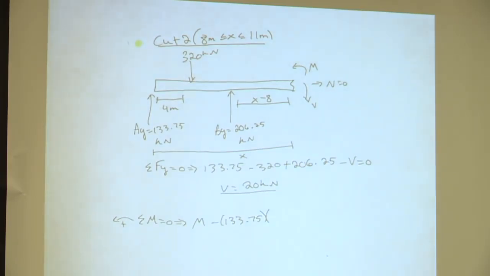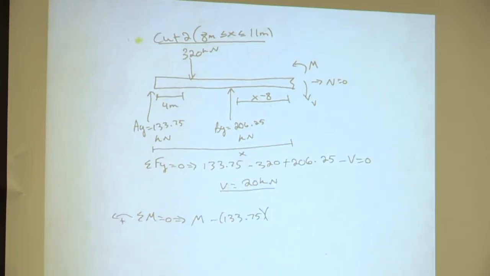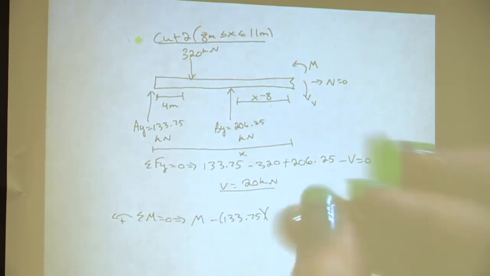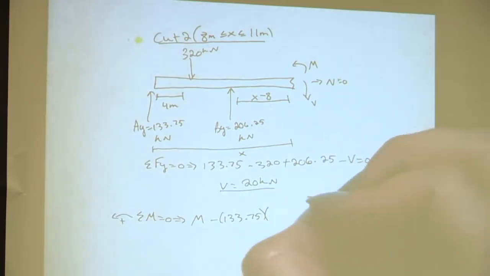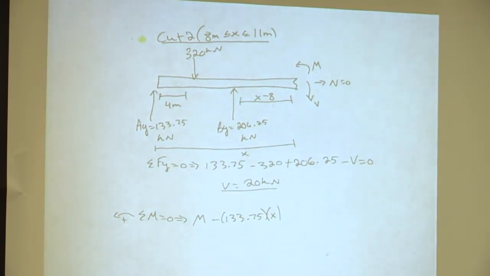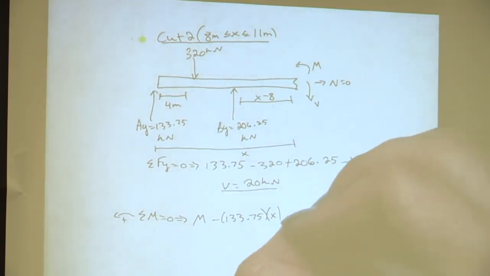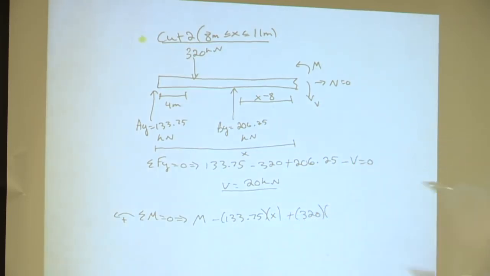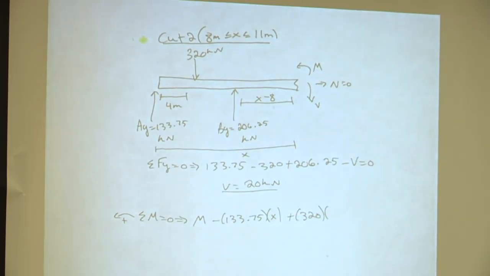Now, is that everything that we need on our free body diagram? Yes, no? Okay, so we have B_y right here. So we have the 133.75, so what is its perpendicular distance away? So is it x or x minus 8? X. Okay, awesome. And then what's next? 320. Positive 320. And then what is its perpendicular distance away from the end? X minus 4. Awesome, x minus 4.